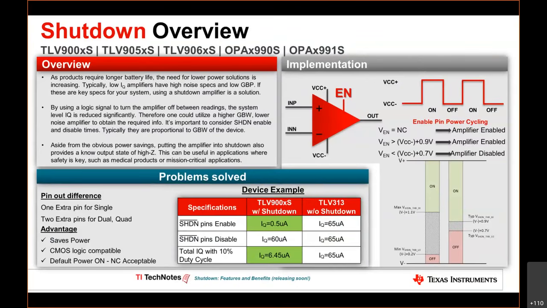On the bottom, you see a side-by-side comparison of a device that has this shutdown functionality, the TLV-9000X, versus the previous generation TLV-313. When shutdown is enabled, you're only consuming 500 nanoamps versus a continuous 65 microamps. So with a duty cycle of 10%, you're able to save and extend your battery life 10 times by going from 60 microamps to only 6 microamps. So for any application that is battery powered or power saving conscious, and you're only taking a few samples every few milliseconds, shutdown functionality is something you can find in all the catalog product releases I'll be showcasing.